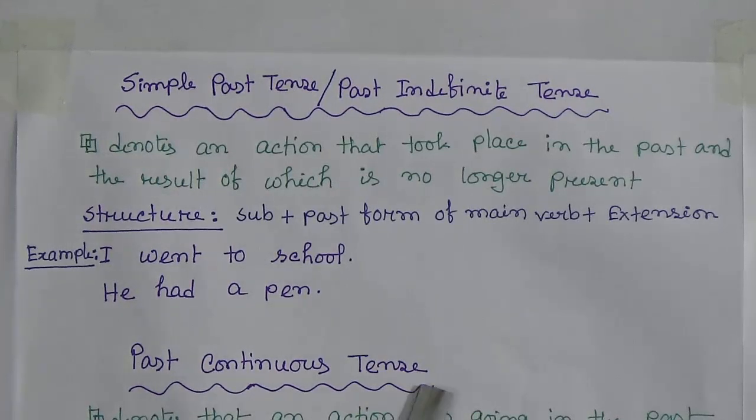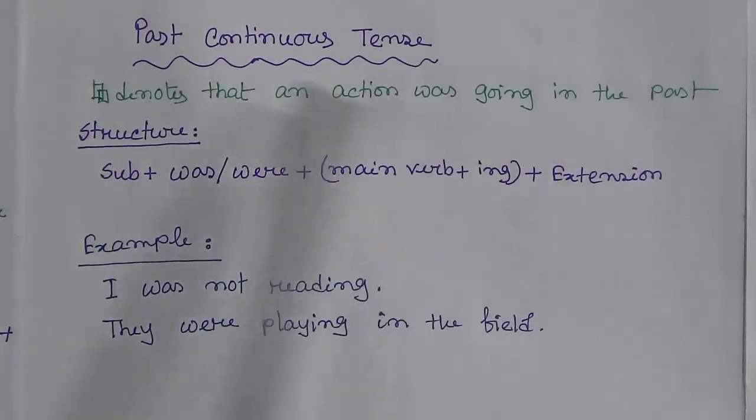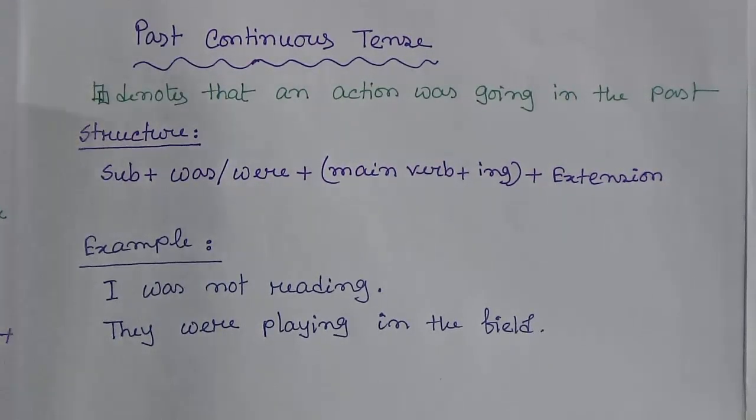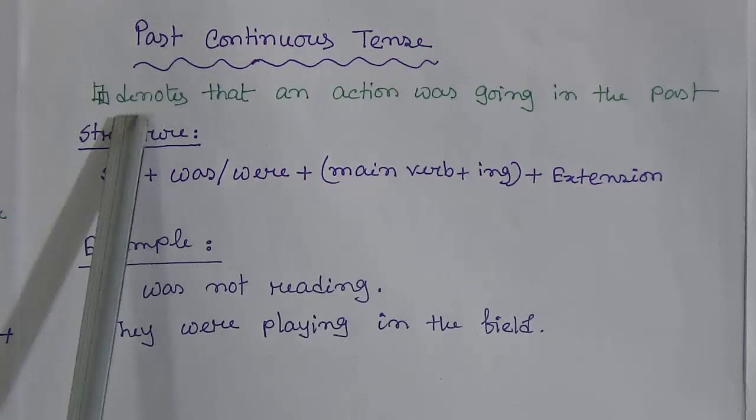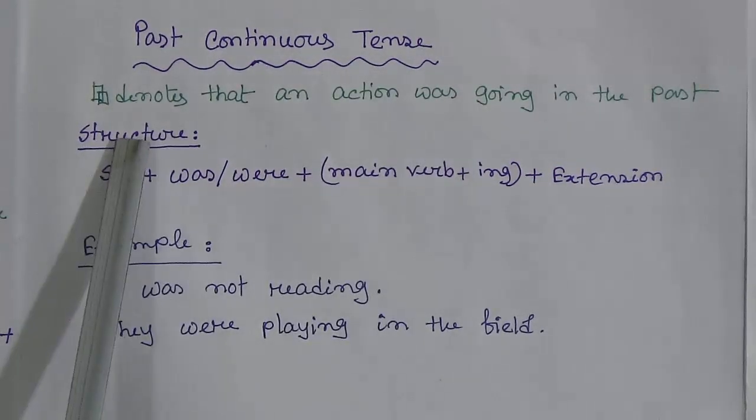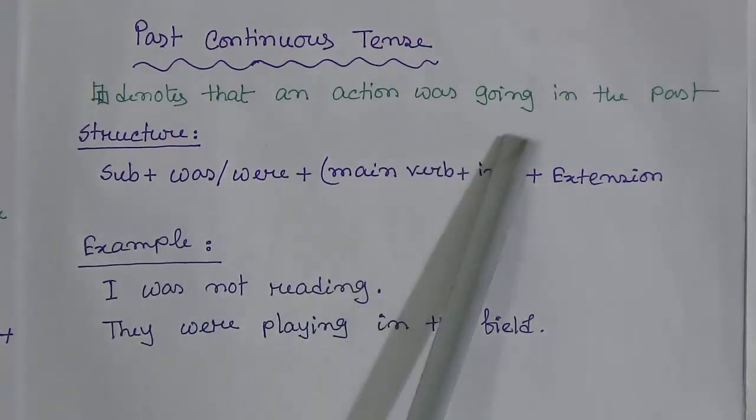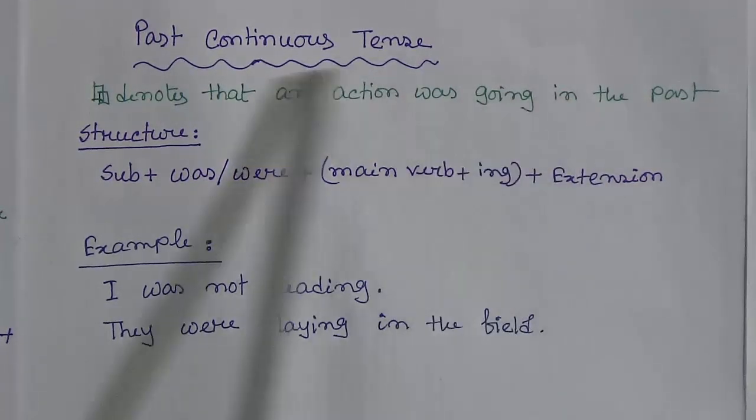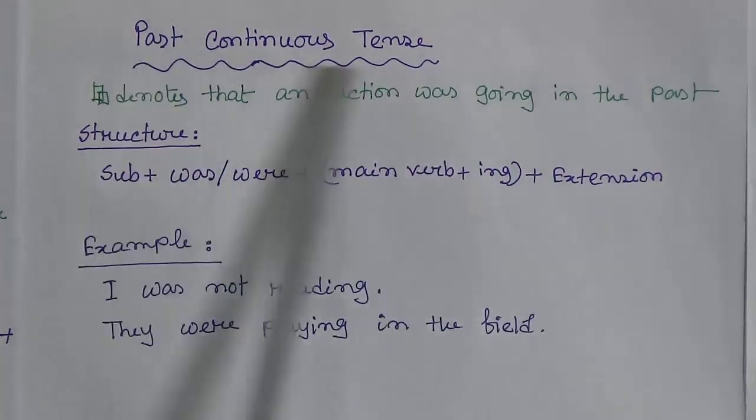Now past continuous tense. What does it mean? It's almost like the present continuous tense, but the main difference is that this is past tense and that is present continuous tense. So past continuous tense describes or denotes that an action was going on in the past. So this is past continuous tense.